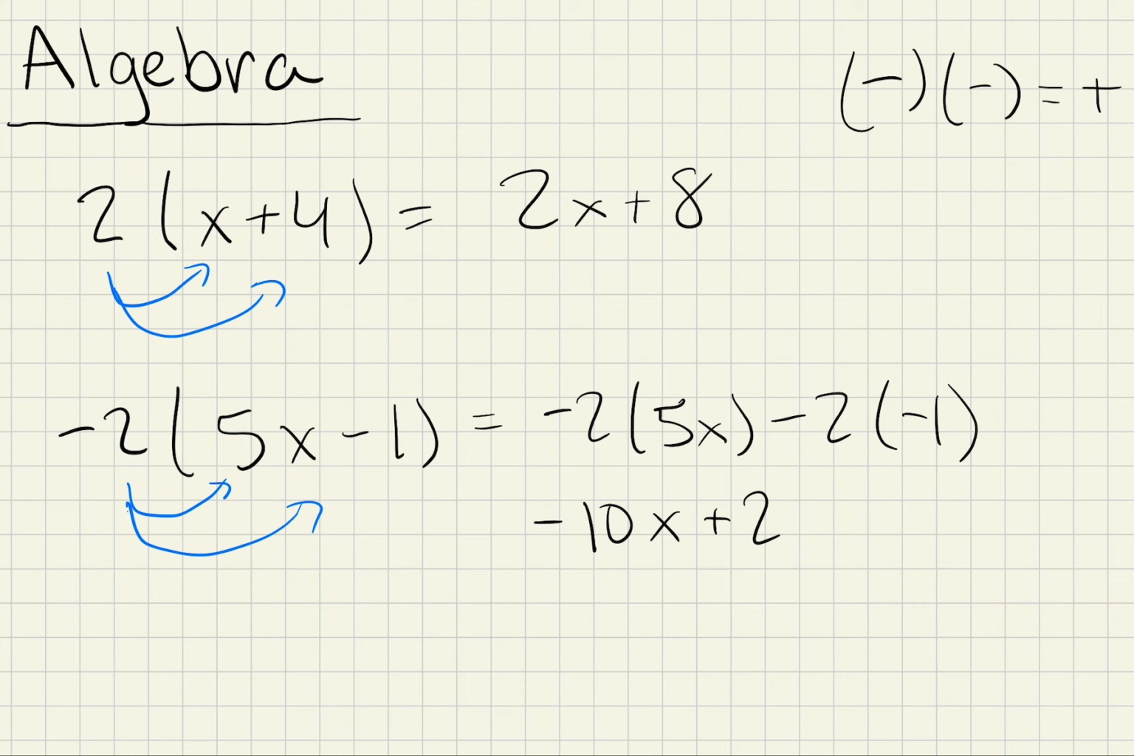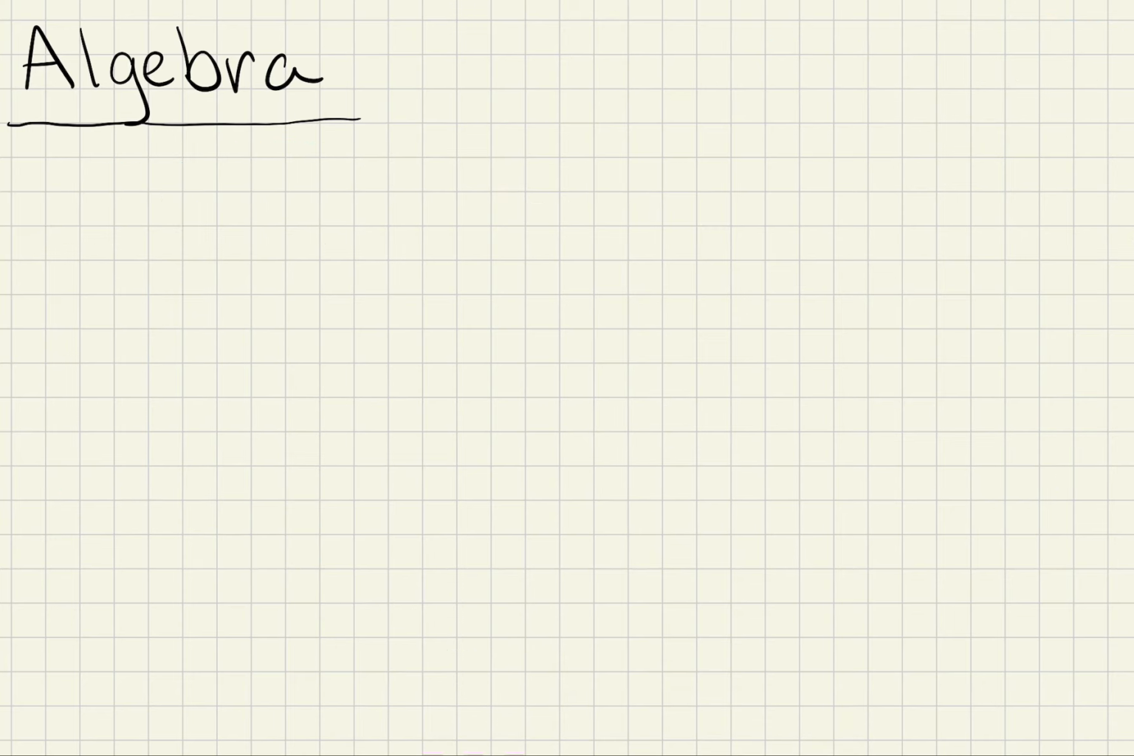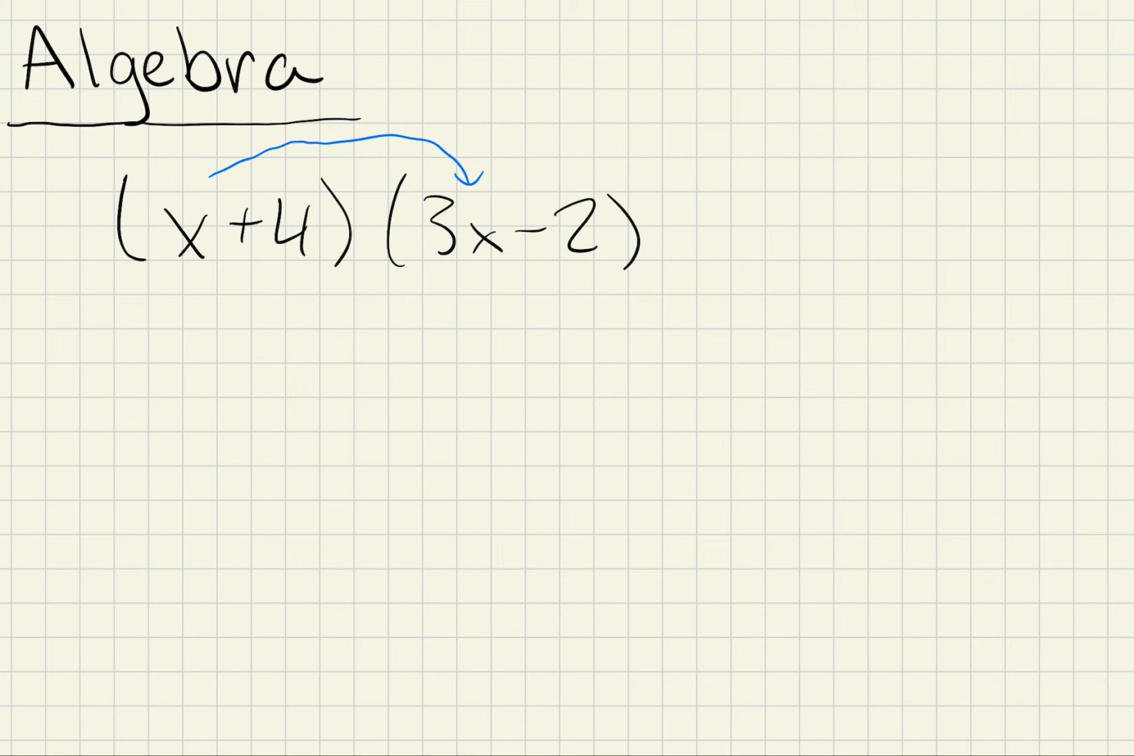Let's go ahead and look at a little bit more of a complicated example now, just because these are very basic as far as algebra goes. Most of the time you'd get much more complicated than this. So what if we have two terms that have addition in them, and we're multiplying these to each other? So again, we'd take our x and we'd multiply it first into the 3x and then into the negative 2, and then we'd take our 4 and we'd do the same.